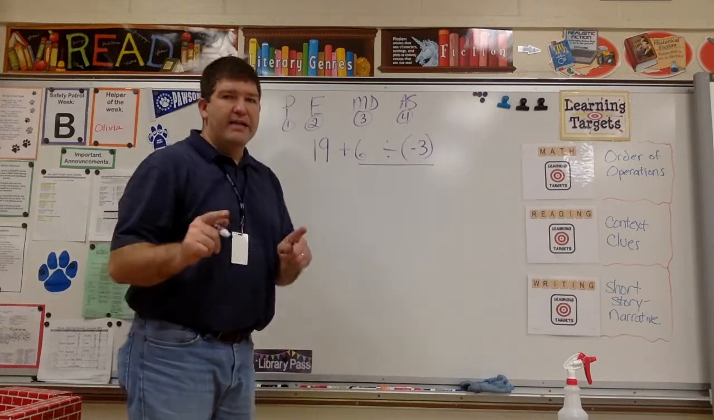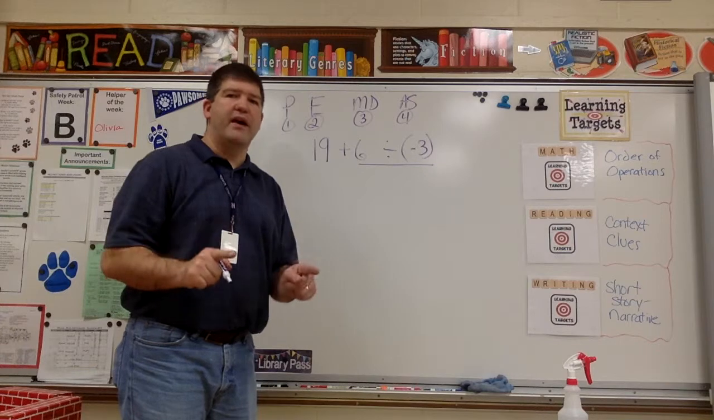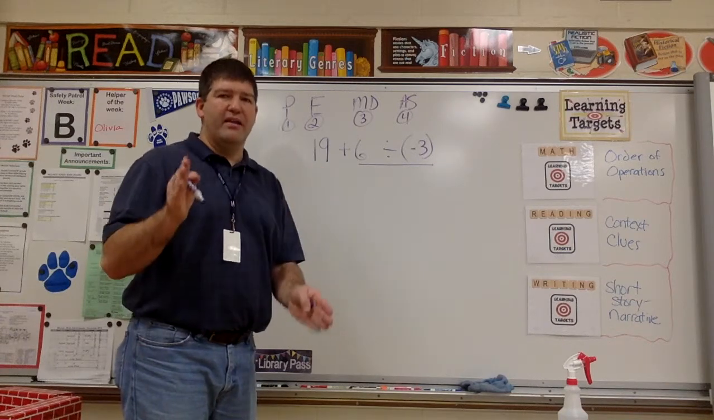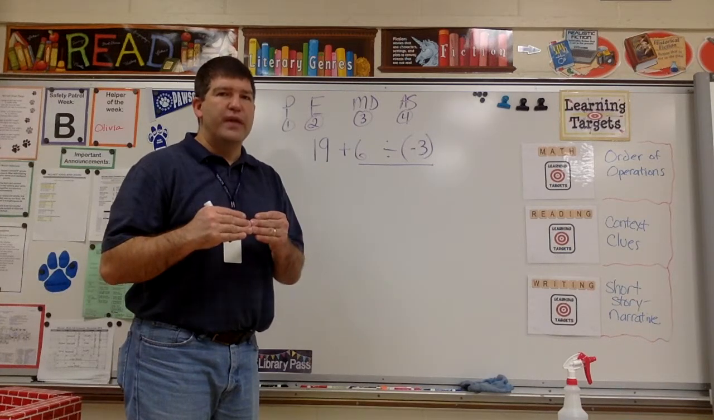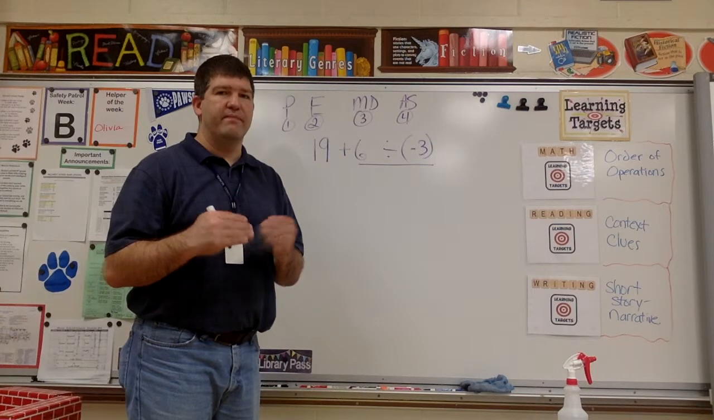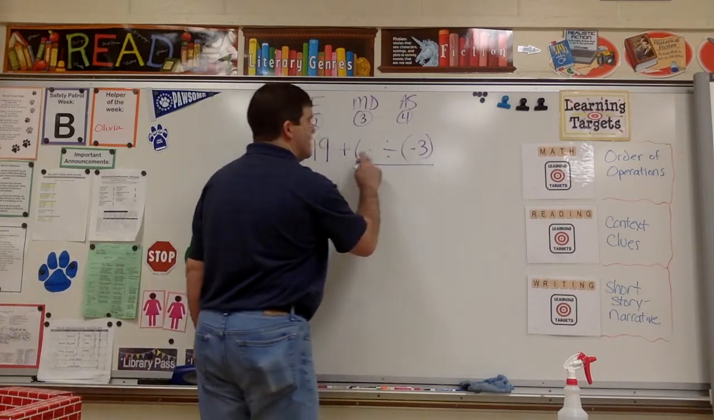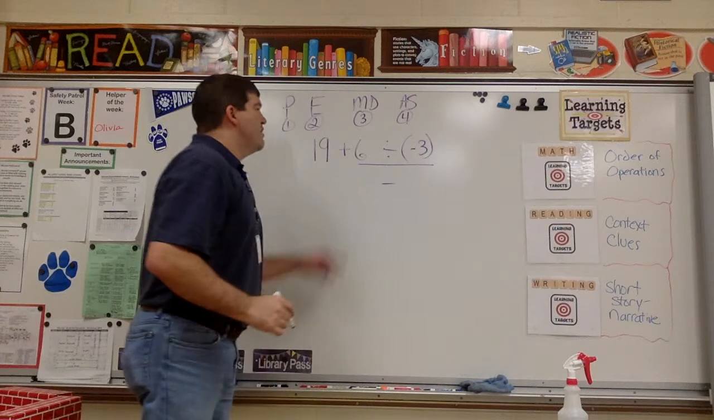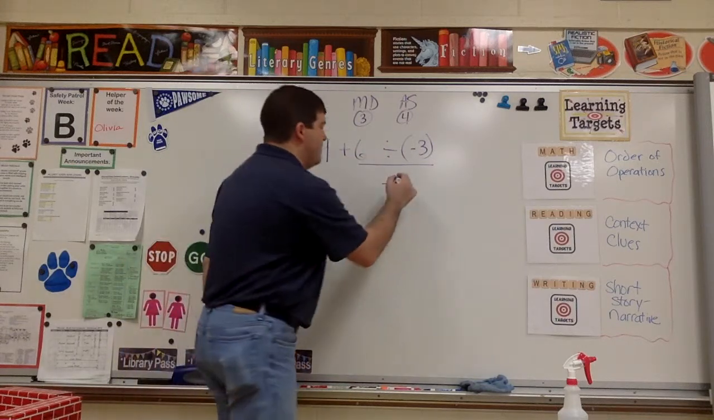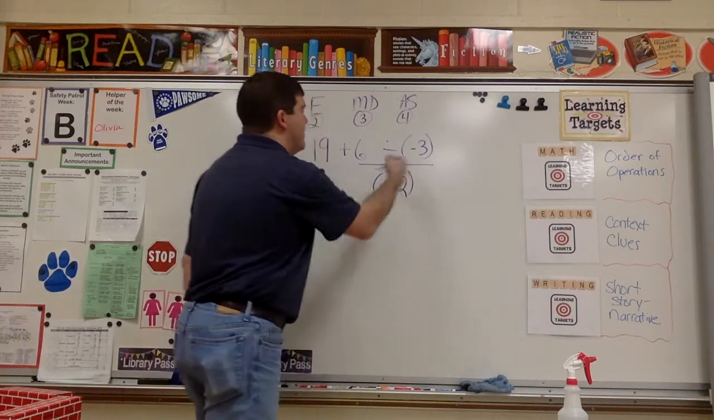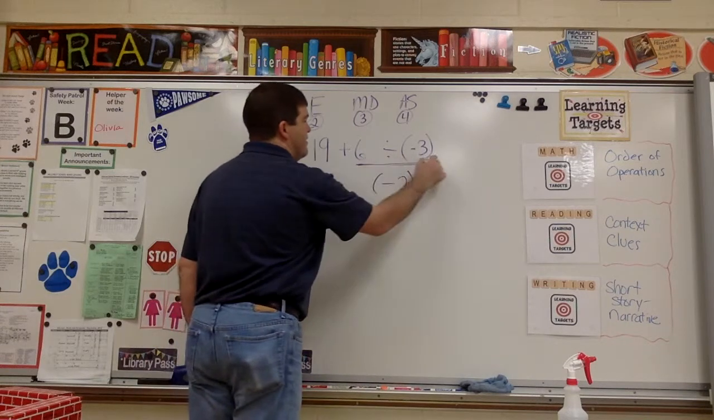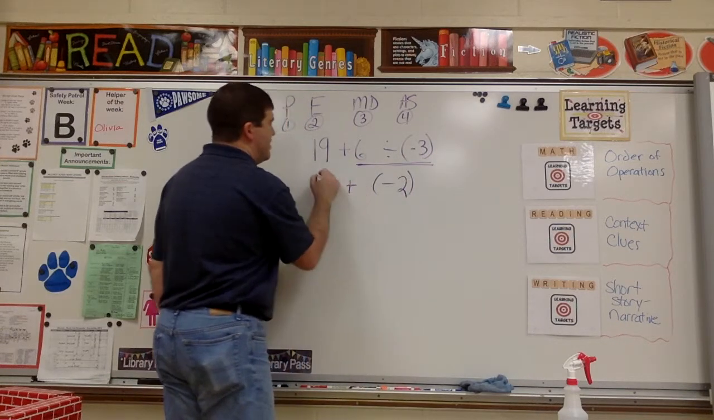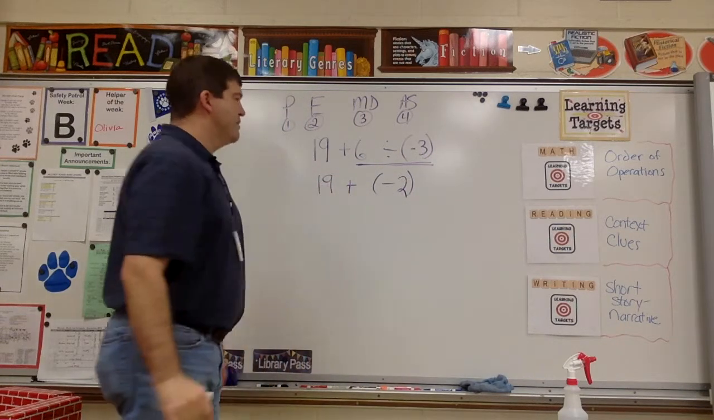Now if you remember, anytime you do multiplying and dividing of positive and negative numbers, when they do not agree, it's a negative thing. Okay? So they don't agree, so it's going to be a negative. So now I do 6 divided by 3, which is 2. So I got my negative, so this right here is negative 2. Then I bring down the plus and the 19.